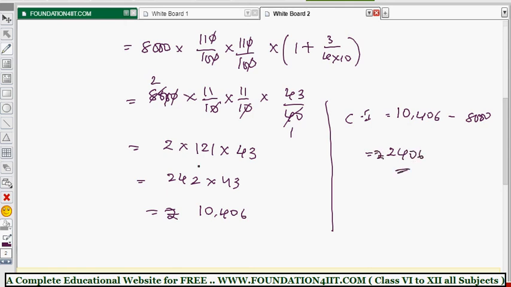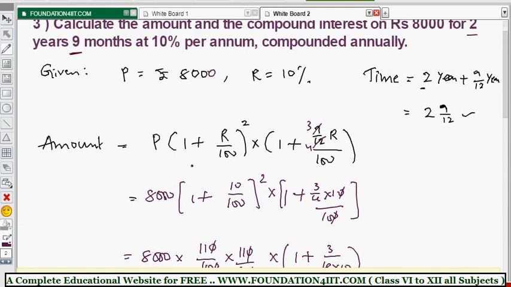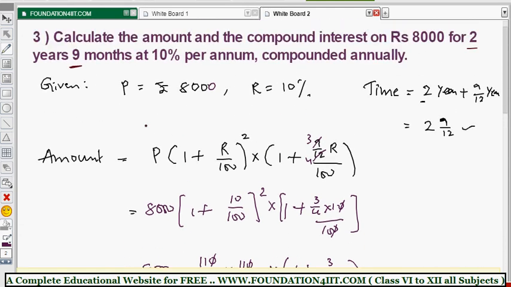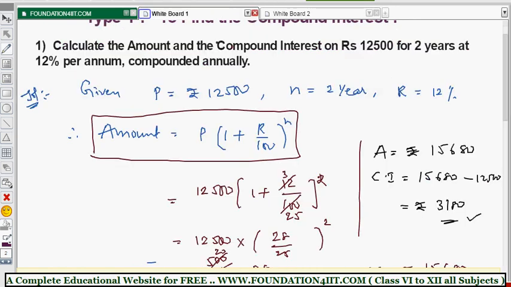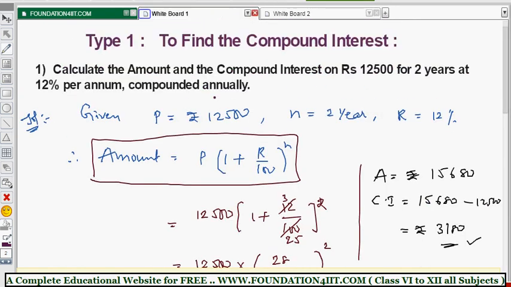So we can find out this. Only you need to apply it. The remaining thing is, whenever the time is in years and months, the months part will come in this place separately, and the number of years is fixed, into extra 1 plus the months, which we should convert to years, and R by 100. Okay, if you simplify, you get the problem. Now this is type 1, the first type, how to find the compound interest. Next we'll see how to find the principal when some time and other things are given.